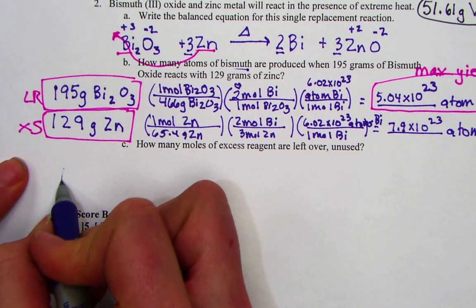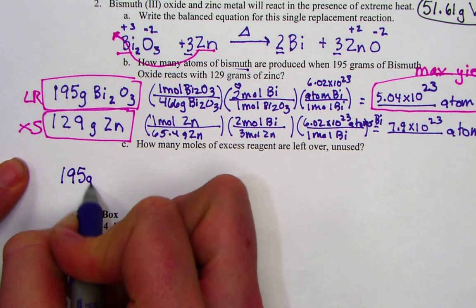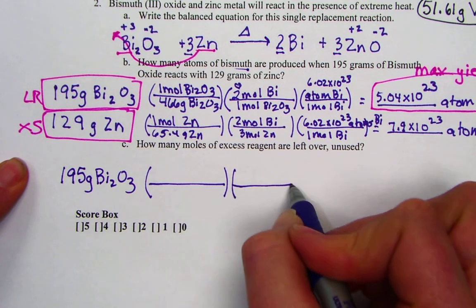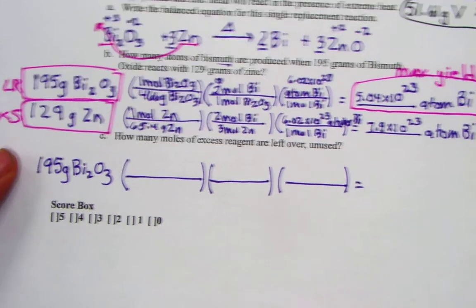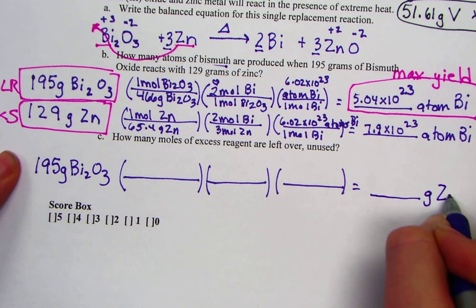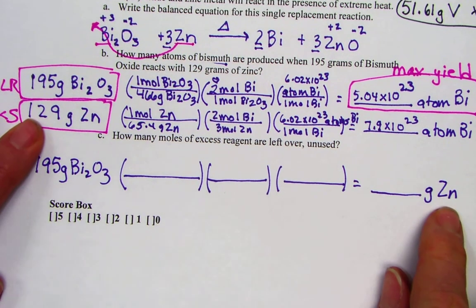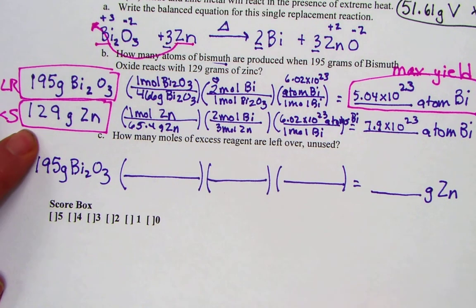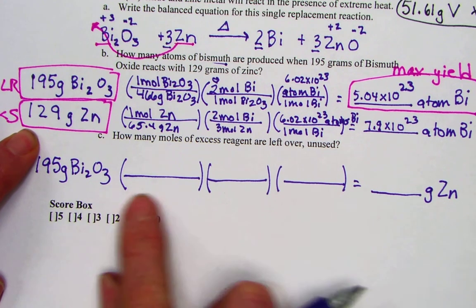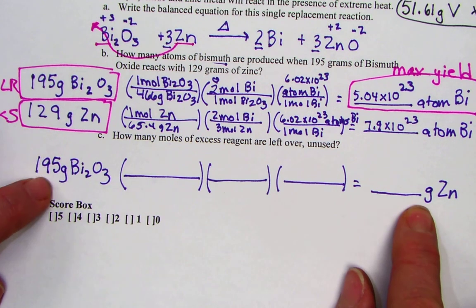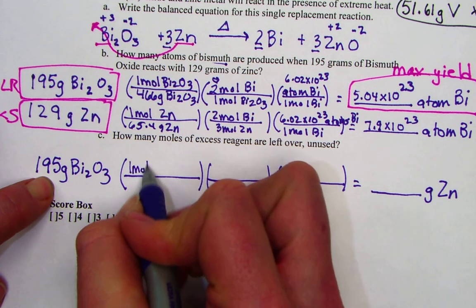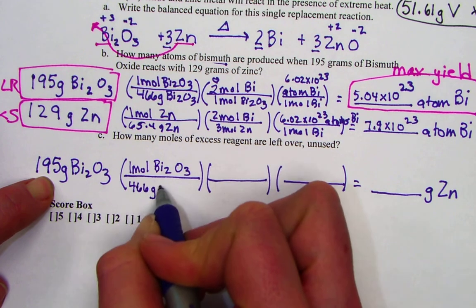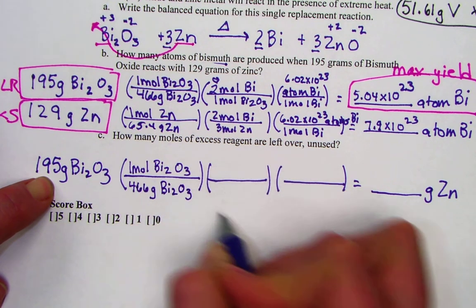We'll begin by writing our limiting reagent, 195 grams of Bi2O3. We want the excess reagent as our target. I like to go as far as the grams of zinc so I can subtract like units. Once I know that mass that's been wasted, I can convert it into a mole. We need to subtract like units, so I'm going to do all 3 steps and get to grams of Zn. In our first conversion, Bi2O3 has a molar mass of 466 grams. I borrowed that from the problem above.